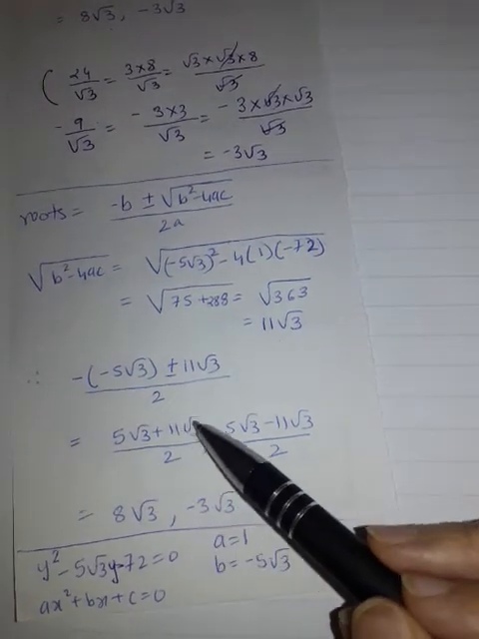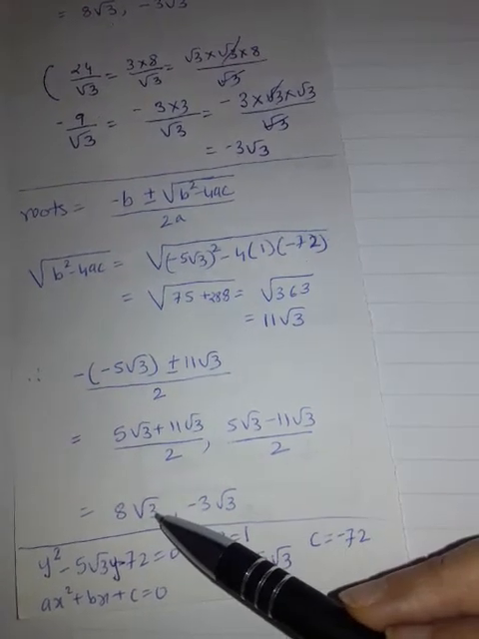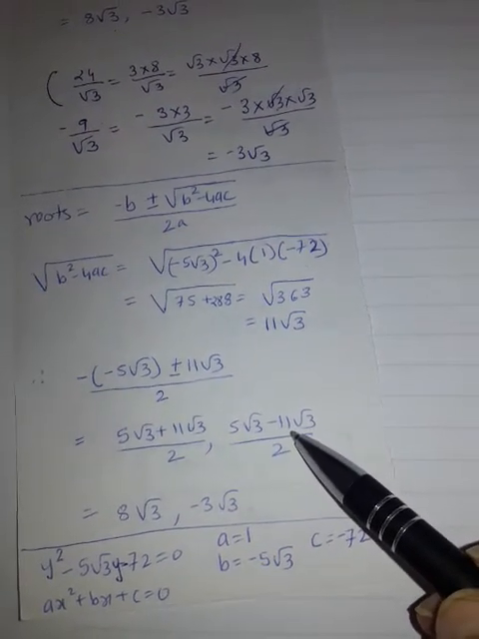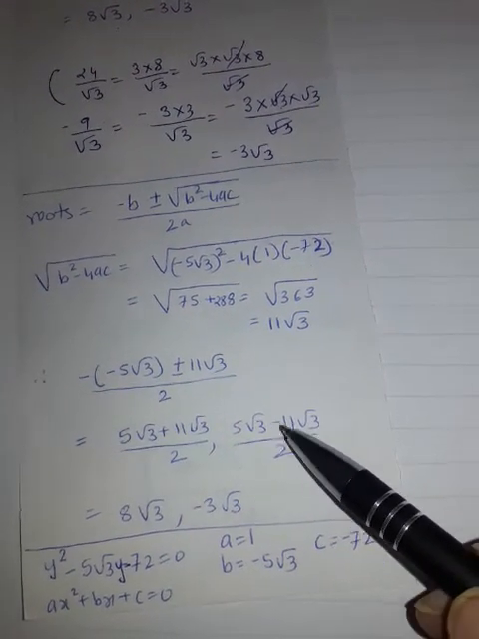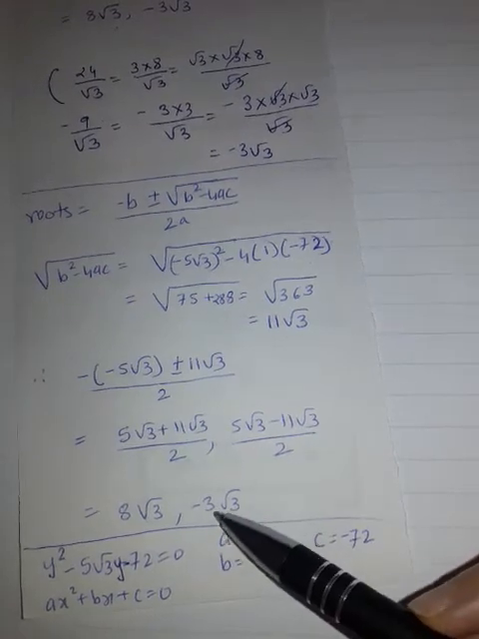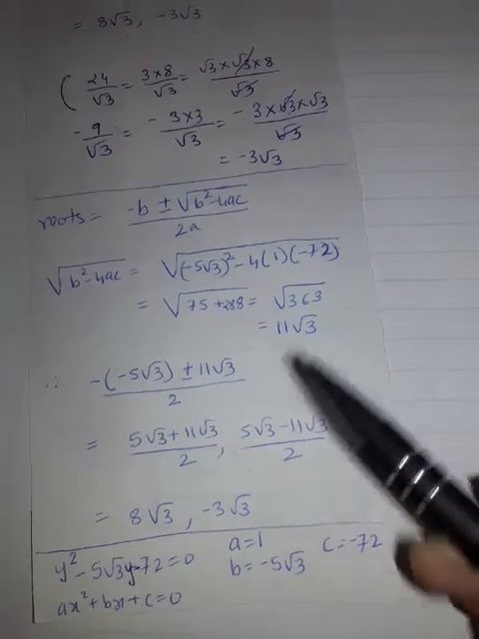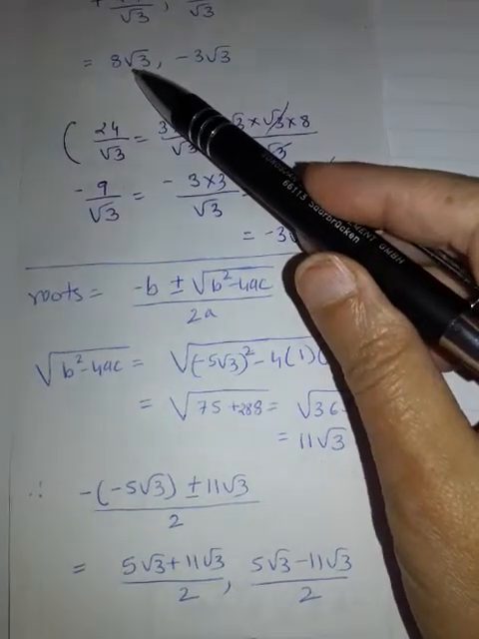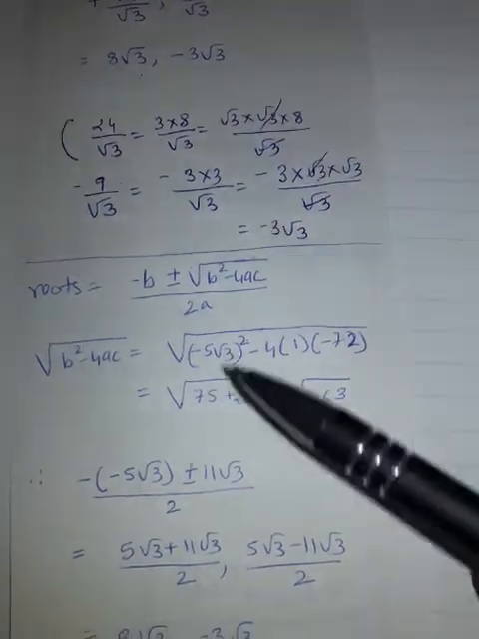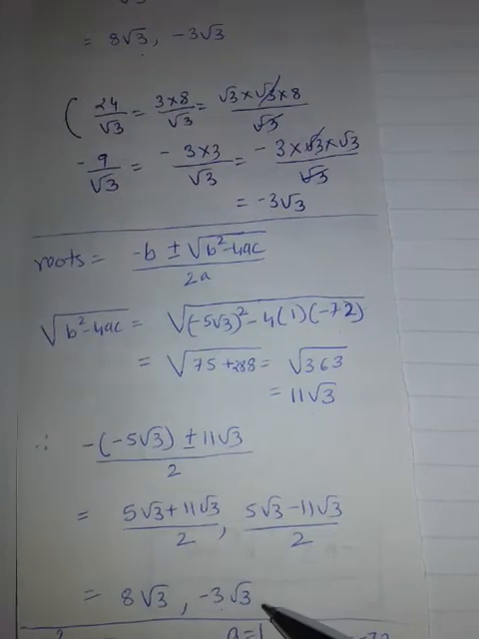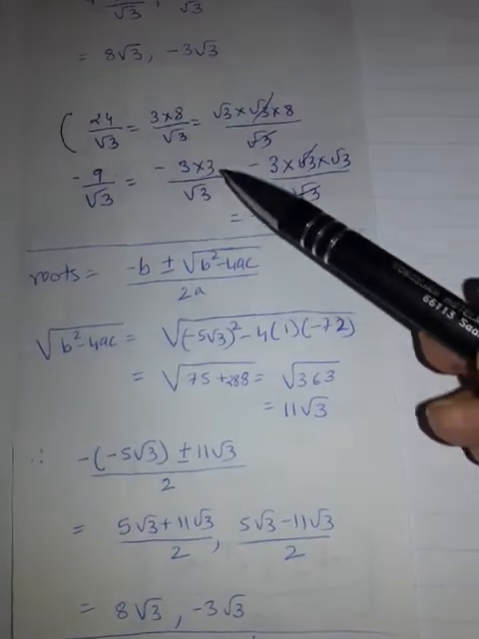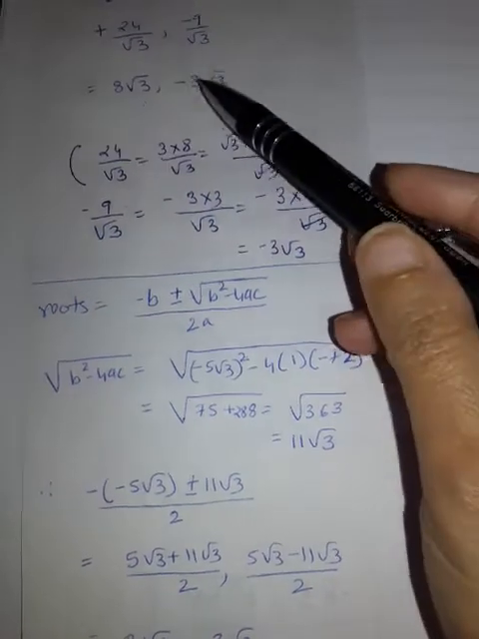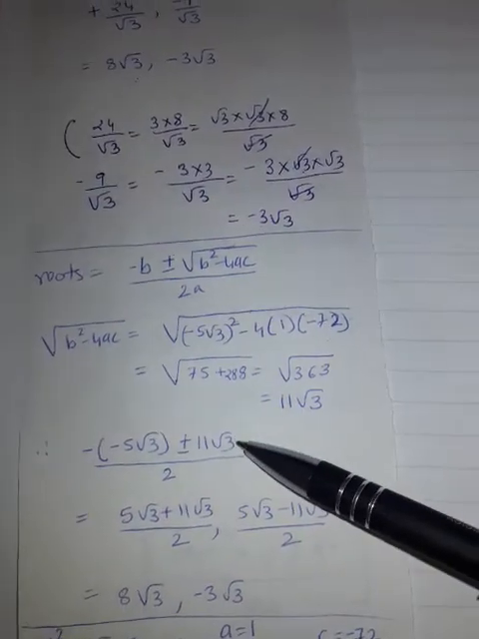this is 16 root 3 upon 2, so it becomes 8 root 3, the 2 goes away. 5 minus 11 is minus 6 root 3, so again the 2 goes away and it becomes minus 3 root 3. So same as we had earlier, same answers, 8 root 3 and minus 3 root 3. Here also 8 root 3 and minus 3 root 3. So the answers are going to be same only. They won't differ. But this is the shortcut method and this is the formula method.